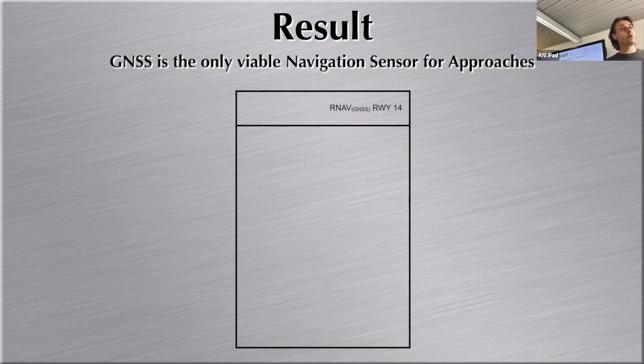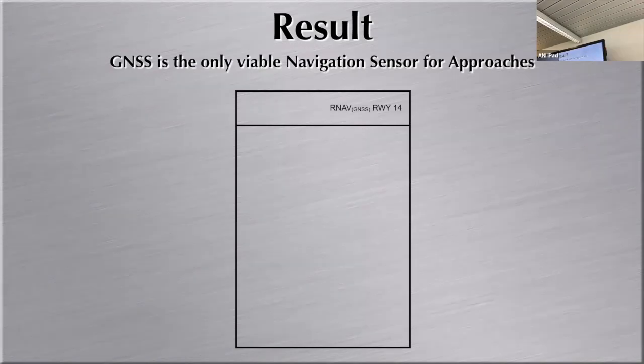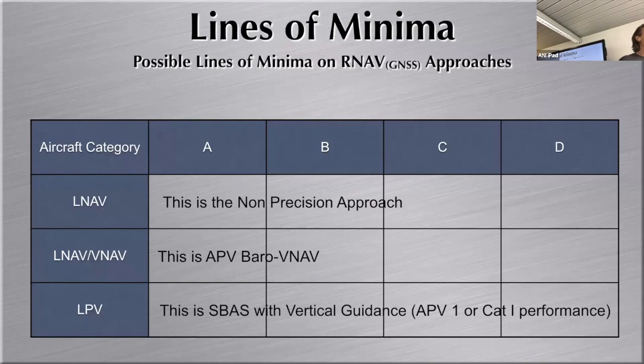And this was the moment where this title was born, RNAV (GNSS) runway 14. This was way before PBN. This was when people didn't even know what PBN would eventually mean. RNAV at this time was a short term for area navigation. The lines of minima that were in principle already possible back then were an LNAV line of minimum, which is the non-precision approach, and the LNAV/VNAV, which is the APV Baro with barometric guidance from the onboard system. LPV was then the designation for SBAS with vertical guidance, today possible in an APV-I or in a Cat I performance. Back then, by no means.